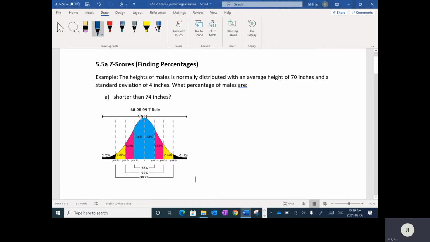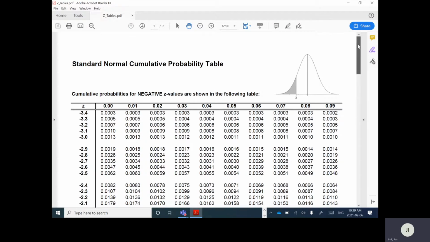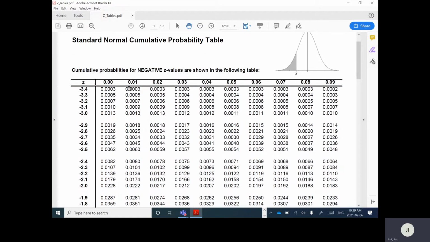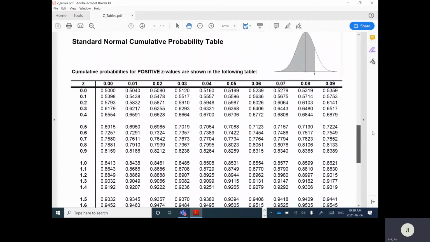From the last lesson, we went through the normal distribution and the 68, 95, 99.7 rule. These percentages are estimates or known, but they occur one standard deviation, two standard deviations, three standard deviations away. What z-scores allow us to do, and I'm going to scroll up to a chart here, this is a Z table. It allows us to find the percentages when they aren't on those standard deviation markers. So this is a table that we're going to use to find these percentages.